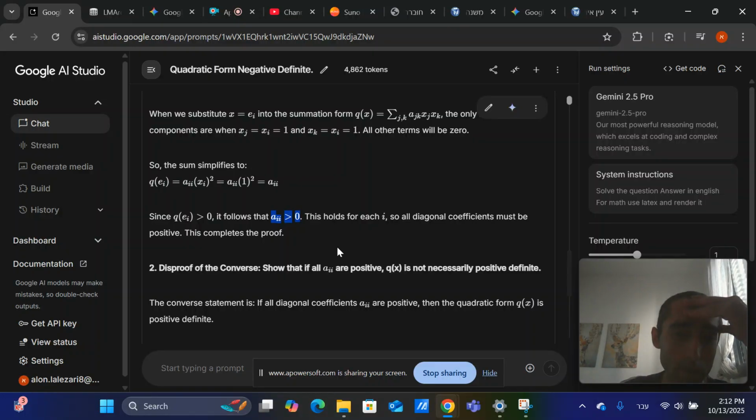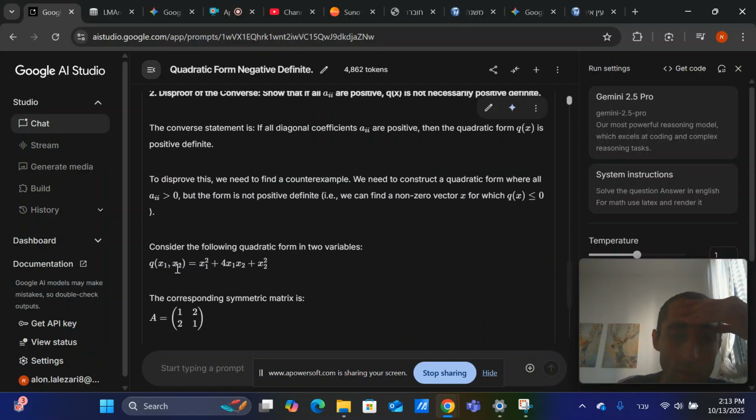Now let's go to the next step, which means that the converse is not correct. Namely, if all the diagonal elements of a symmetric matrix or a quadratic form are positive, it's not enough for the quadratic form or the matrix to be positive definite. It may be, it may not be, but it's not a sufficient condition. So let's look at a non-positive definite quadratic form.